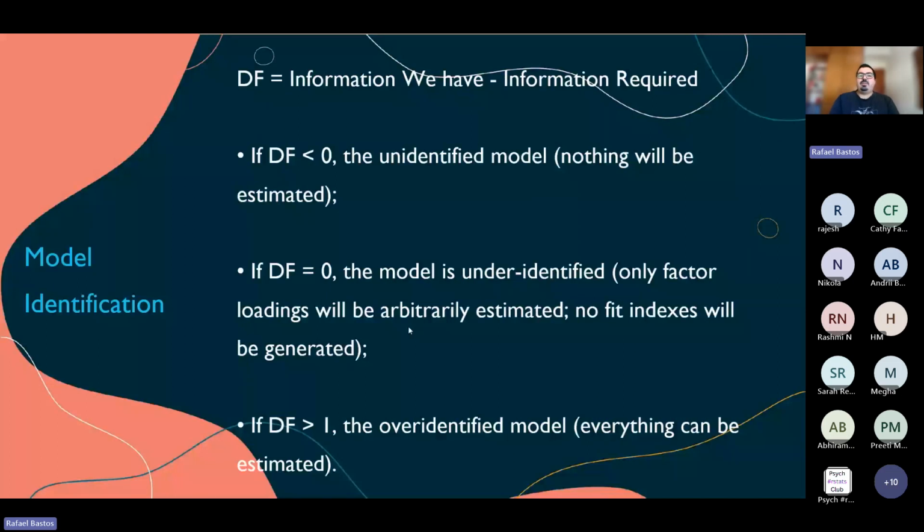So the degrees of freedom here is the information we have minus the information required. If the degrees of freedom is less than zero, the model is unidentified and nothing will be estimated. If the degrees of freedom is equal to zero, the model is just-identified and only factor loadings will be estimated arbitrarily, and no fit indexes will be generated. And if the degrees of freedom is more than zero, we have an over-identified model and everything can be estimated.